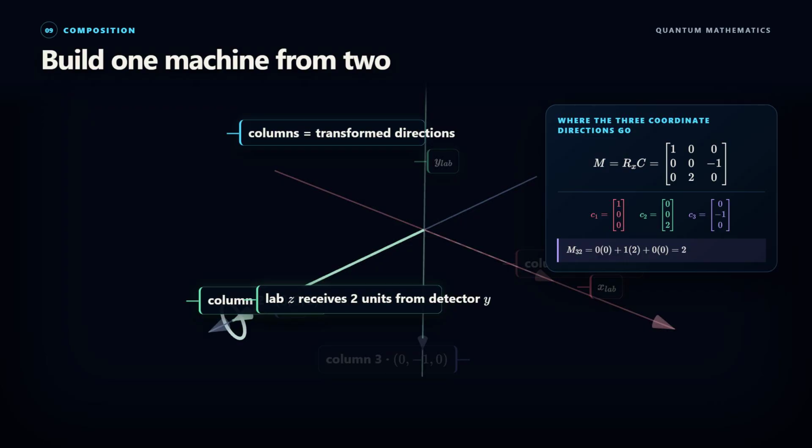A row of the rotation asks how much of each calibrated output contributes to one laboratory coordinate. We need not animate 9 disconnected arithmetic tricks. The geometry explains what the arithmetic is organizing.